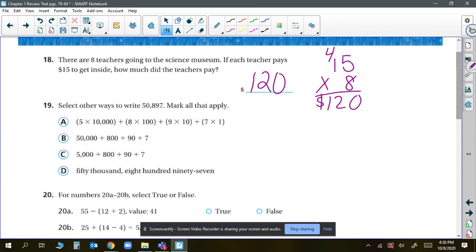All right, 19, select other ways to write 50,897, mark all that apply. Okay, so if we look here, this is 50,000, this is 897. So this is going to work. Your next one is 50,000 plus 800 plus 90 plus 7. If we put those together and we write them up and down and add them, that's going to work, which means this one isn't going to. And then 50,897. That's also correct. So there were 3 this time.